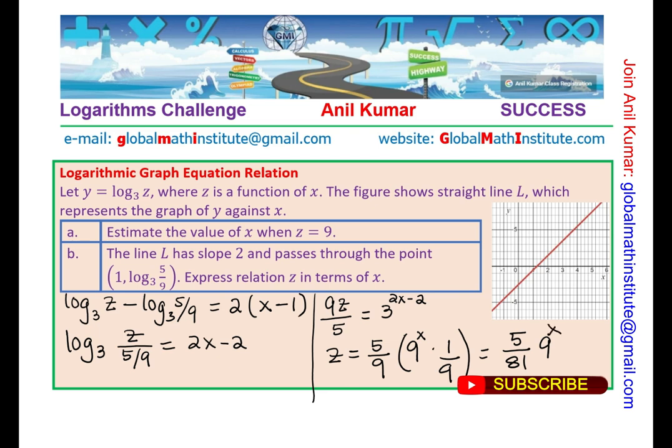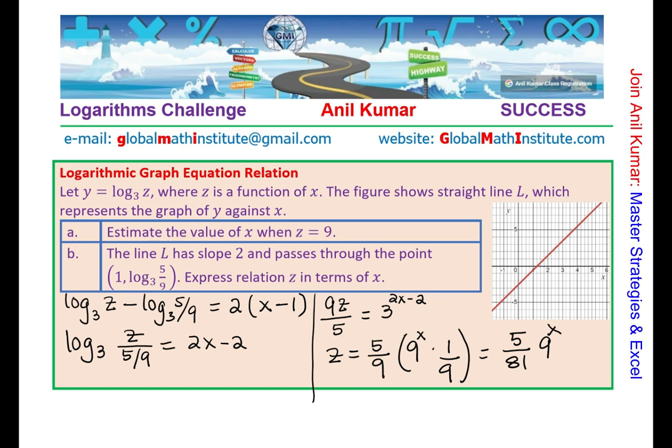Is that clear to you? So we got a relation between z and x, which is required. So that is our answer: z equals 5 by 81 times 9 to the power of x. Is that clear to you? I hope you have understood the method of solving such problems.